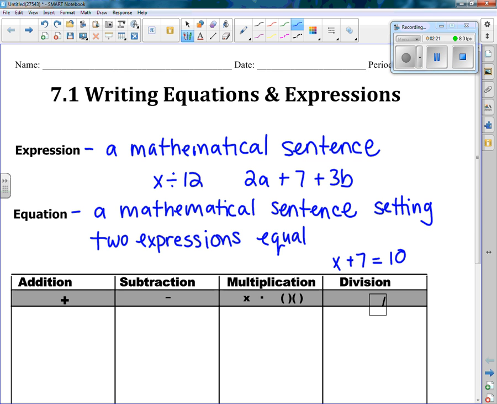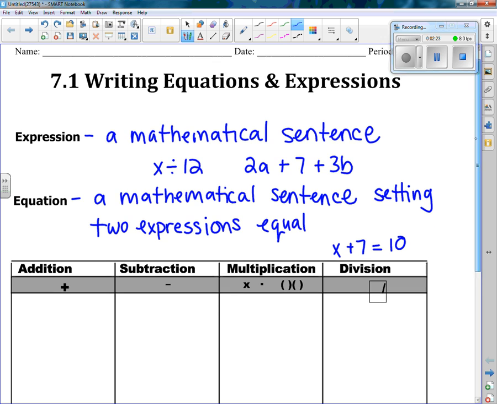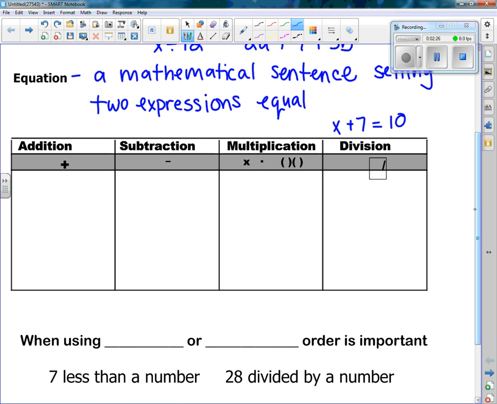Okay. Next, what I want to do is look at some key words that are going to help you turn verbal phrases into either expressions or equations. So if you have a group of words and you're trying to write an equation or an expression from that grouping of words, we want to define some key words that indicate each one of these operations. Okay? So I'll do this first one and then I'll talk about what it means.